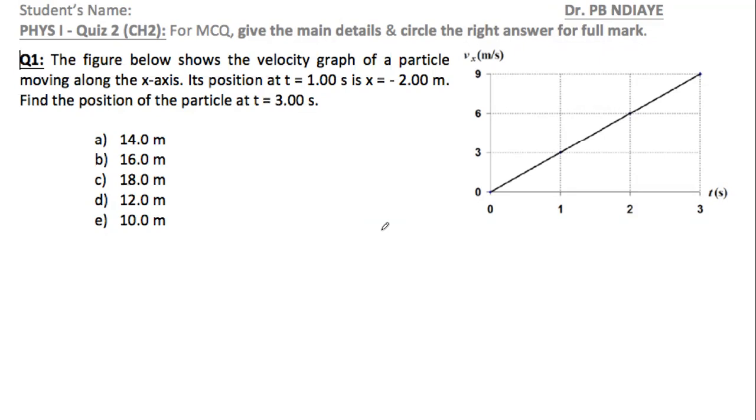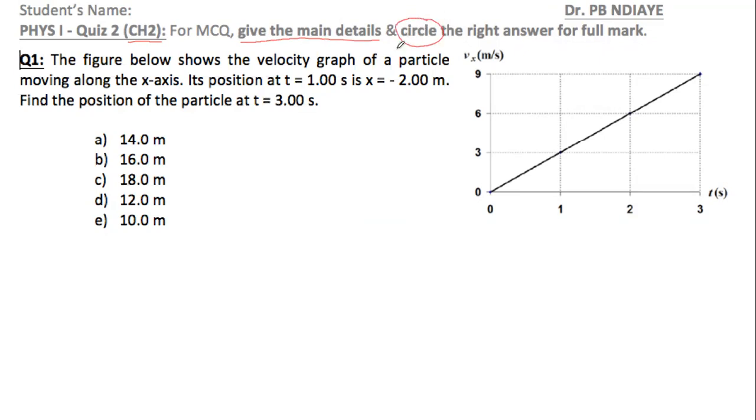Okay, hello. So today we will solve quiz number 2 on chapter 2, which is about one-dimensional motion along a straight line. So as usual, you give the main details of your calculation, then you circle the right answer for full mark.